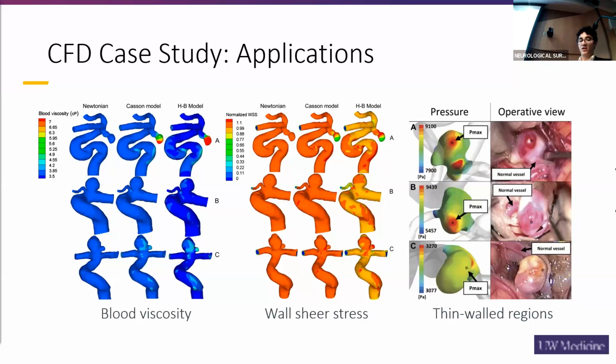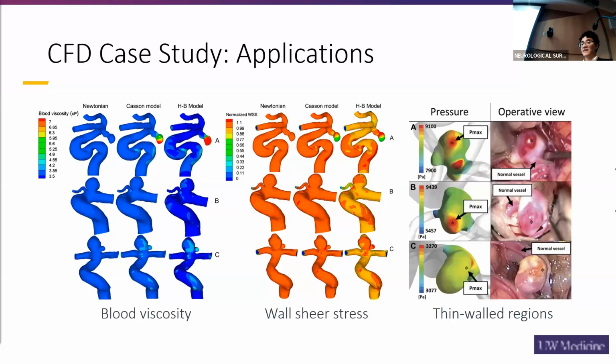The first two graphics are from a study that show in aneurysm A, when the Newtonian model is used, there's an underestimate of blood viscosity, which leads to an overestimate of wall shear stress at the aneurysm dome. And this can be potentially problematic in certain cases as the slow recirculating nature of blood in aneurysms with wall shear stress that is actually low will lead to aneurysm expansion and ultimately rupture in some cases.